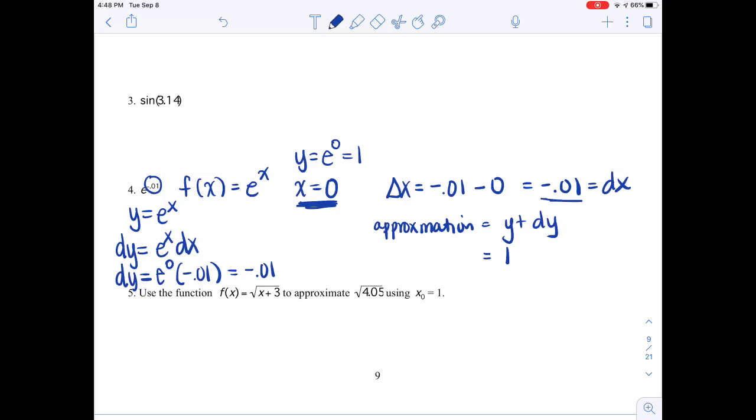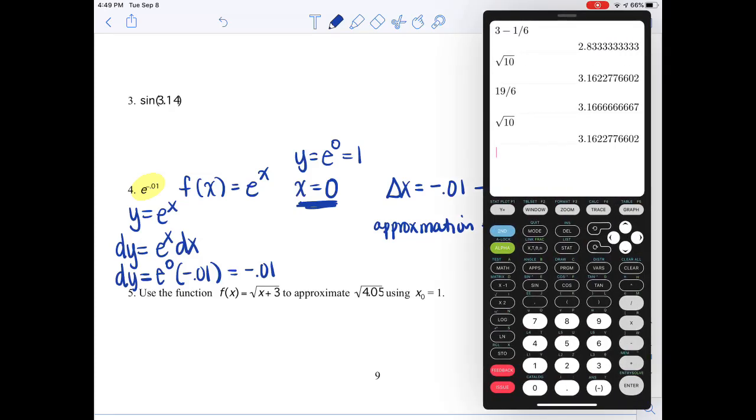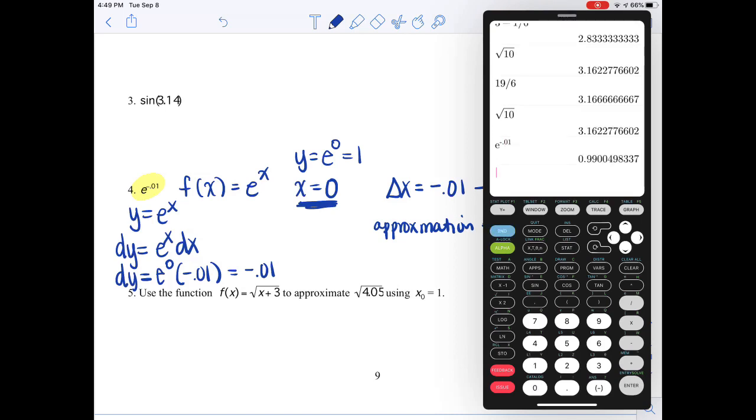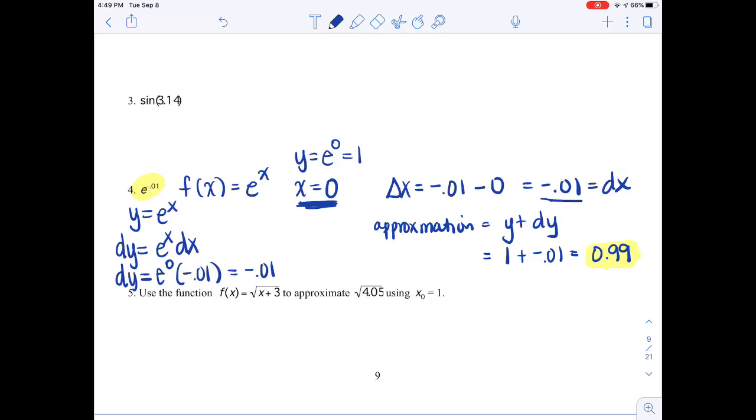So I take the y I had calculated plus dy, which is plus negative 0.01, which comes out to be 0.99. This is what I'm saying is my approximation for e to the negative 0.01. That's what I was trying to find the approximation for. Not an easy number in your head, but hopefully it makes sense that this is going to be something close to 1. If I actually now go on my calculator and do second ln negative 0.01, you can see 0.9900, 0.99, our approximation came out to be very close.